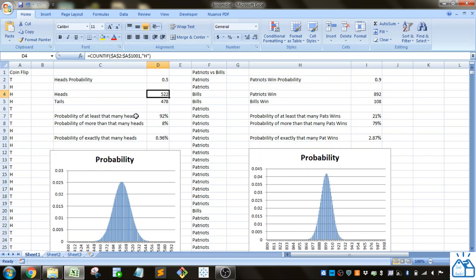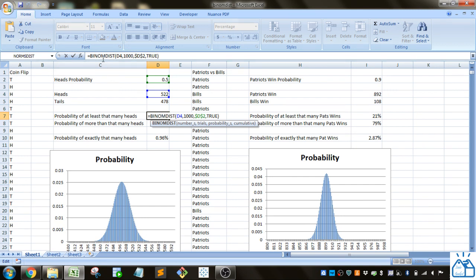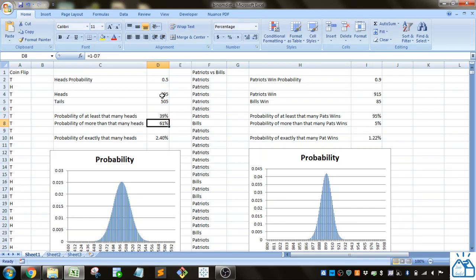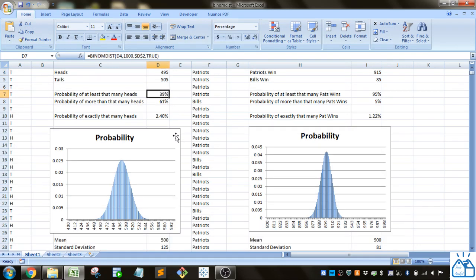So if I want to calculate the probability of getting at least that many heads, so 522, then I can use the binom dist function, and what I plug in is the number of s. In this case, the s means successes, but you can define success as whatever you want. In this case, success would be heads. And then the number of trials is 1,000 because we simulated 1,000 coin flips. The probability of s, or in this case heads, is 50% or 0.5. And then I used the true condition for the cumulative, which gives me the cumulative. So it recalculated. This time it's 495 heads. And I'll show you what this 0.39 means.